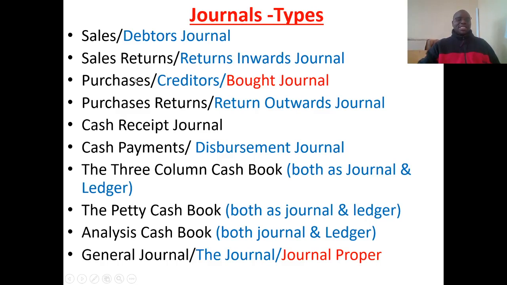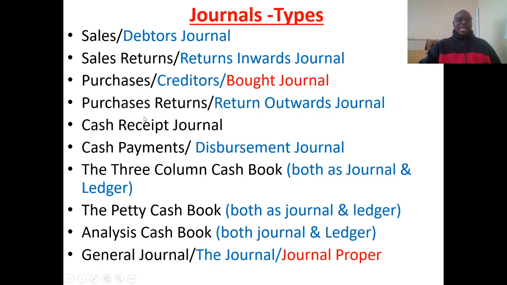Then you have purchases or creditors or bought journal. This is a journal where you record transactions involving buying items on credit from creditors or suppliers. Then you have purchases returns, or return outwards journal. When you return goods outwards from the business to the creditors where you purchased them from, you record those transactions in the purchases returns, or return outwards journal.